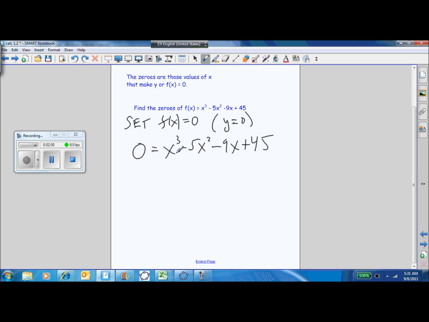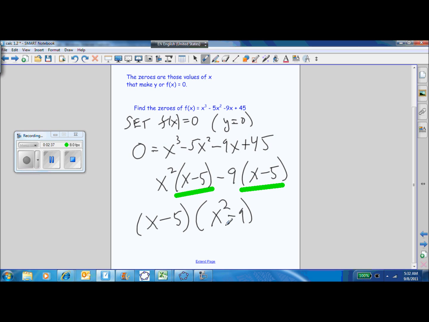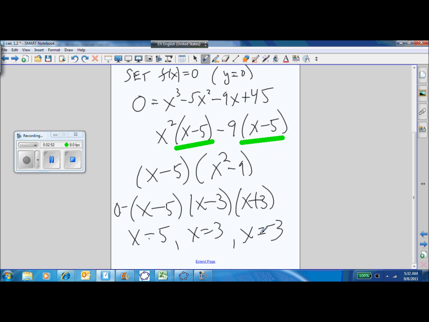To solve this, I brought this one up because it involves that little trick where, if you've got a cubic, you can see if you have something in common in the first two terms, and we pull out x squared, leaving x minus 5. And now the last two we can pull out minus 9, leaving x minus 5 again. So now x minus 5 is a common binomial factor of both these terms. So we can factor that out, and you get x minus 5 times the quantity x squared minus 9. And that factors as well. Each of those factors equals 0.